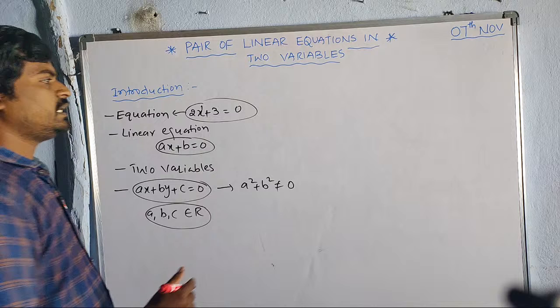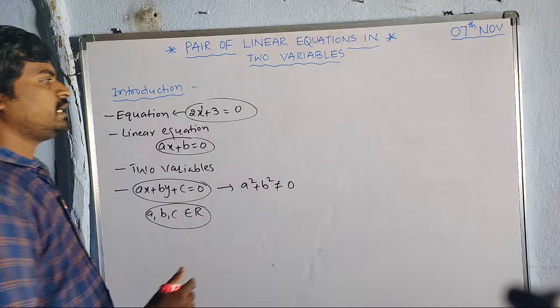First condition: A1 by A2 not equals to B1 by B2. Generally, what is the general form? A1x plus B1y plus C1 equals 0, and A2x plus B2y plus C2 equals 0. Observe carefully, friends. If you find the ratios, this is called comparison of ratios.